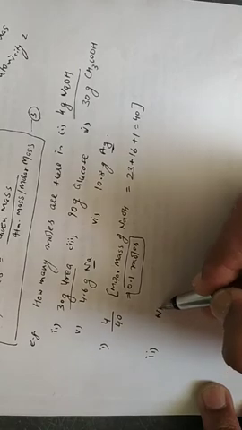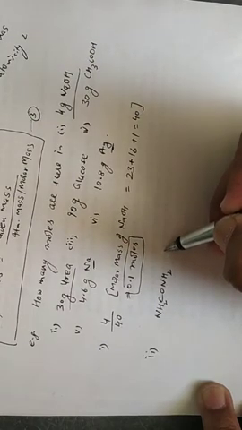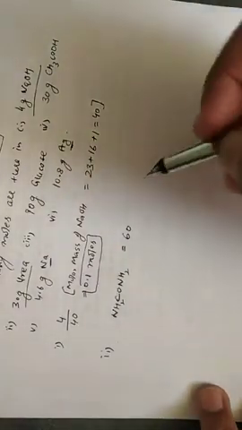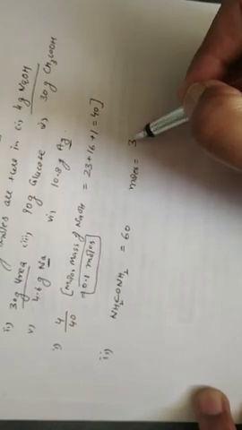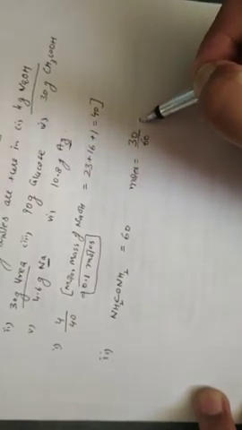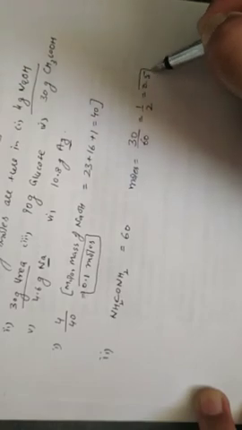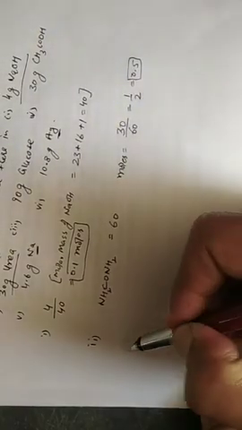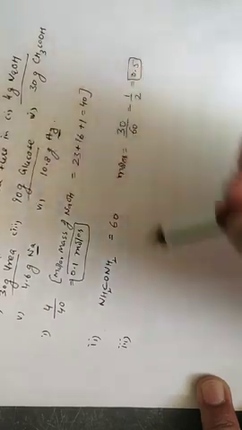Urea is NH2CONH2. When you calculate its mass, it will be 60. So how to find the number of moles? Number of moles equals given mass 30 divided by molar mass 60, so number of moles is 0.5. Easy.